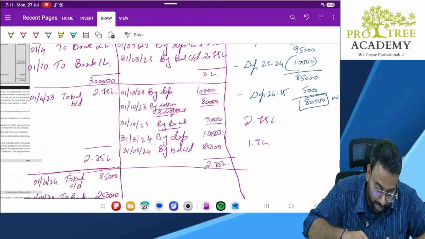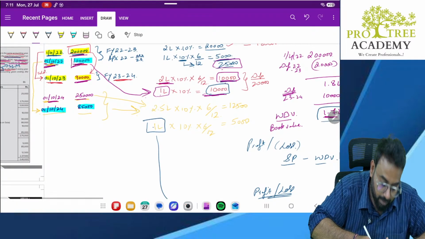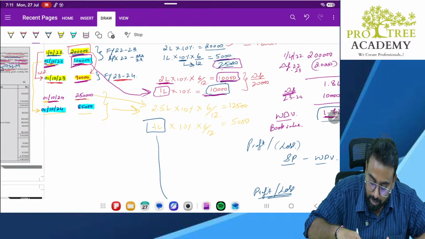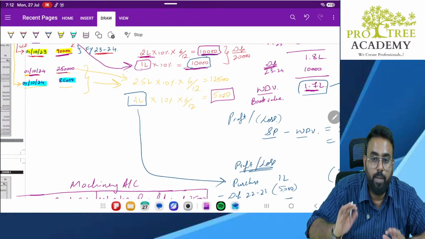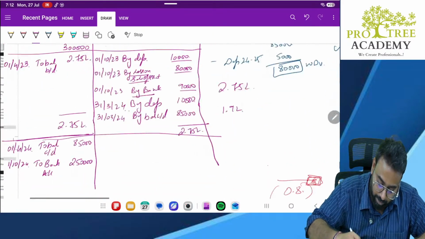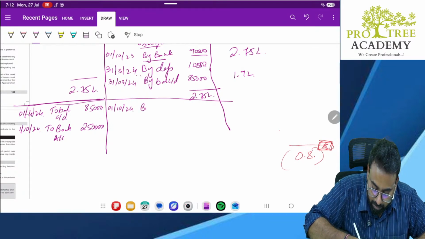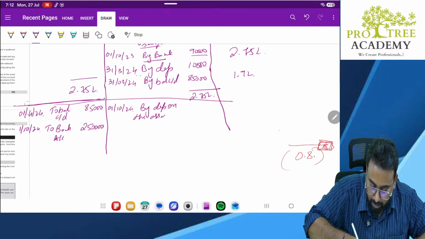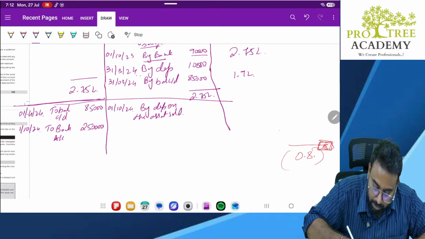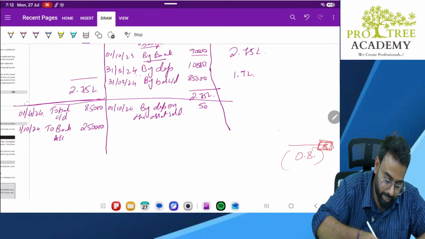Sir, we have sold one asset. Which asset, sir? This asset. First, let's record the depreciation on the asset which has been sold. How much is the depreciation? 5,000. When did we sell it? On October 2024, sir. By depreciation on the asset sold. How much is it? 5,000.